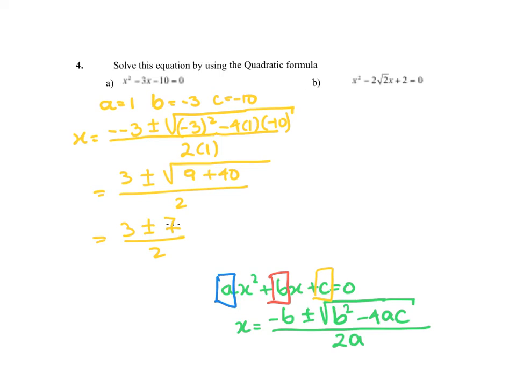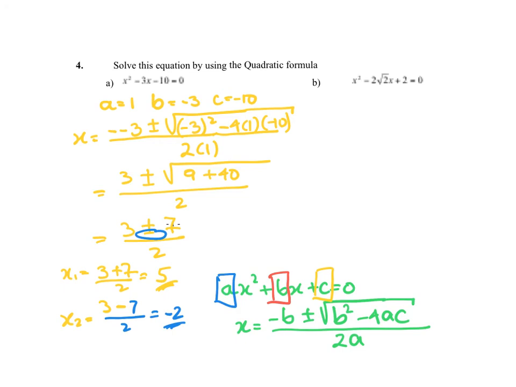Now we have two solutions. x1 is equal to 3 plus 7 divided by 2, which is equal to 5. And x2 is the other option, 3 take away 7 divided by 2, which is equal to negative 2. So two solutions. That is solving an equation by using the quadratic formula. Now, let's do part b as well.